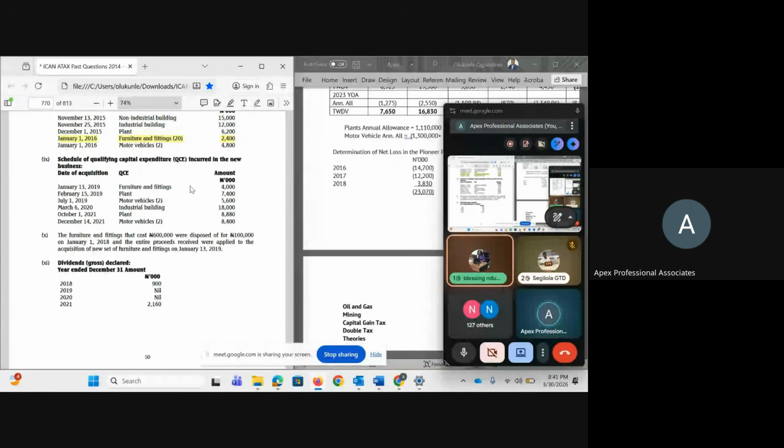Meaning only the one that is sold is what we should deduct, because you can't grant allowance on the asset that you've sold. Does it make sense? Yes, I understand it now. Yeah, it makes sense. Thank you. You're welcome.